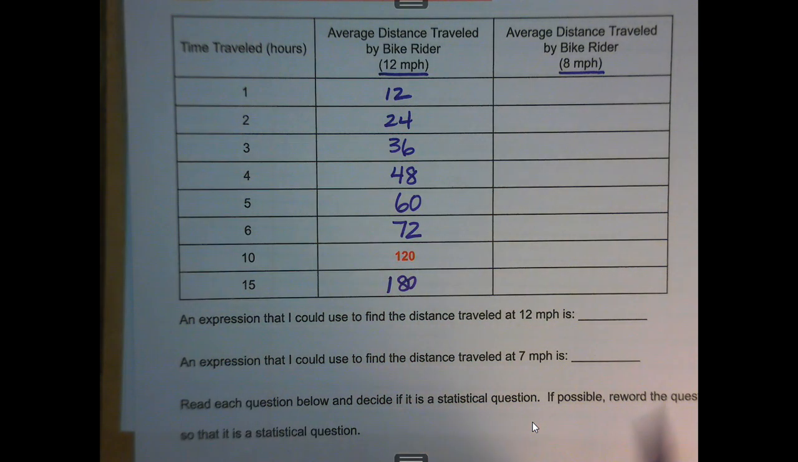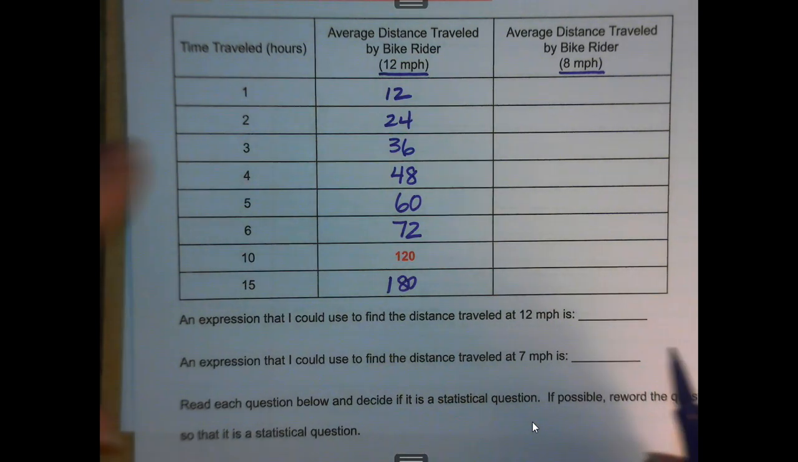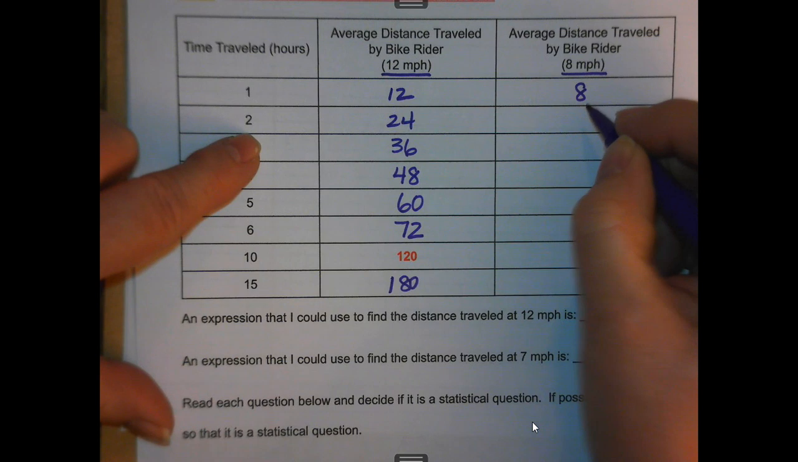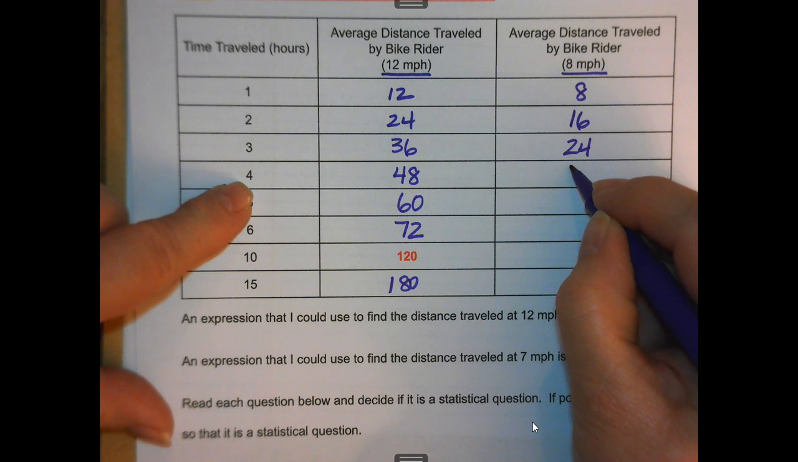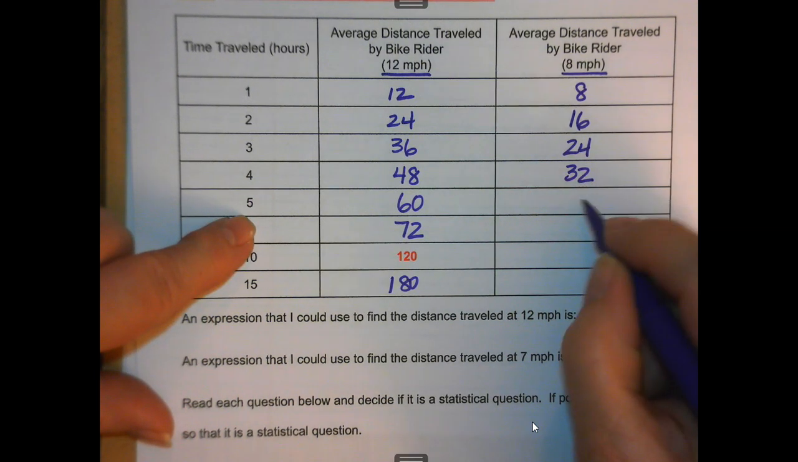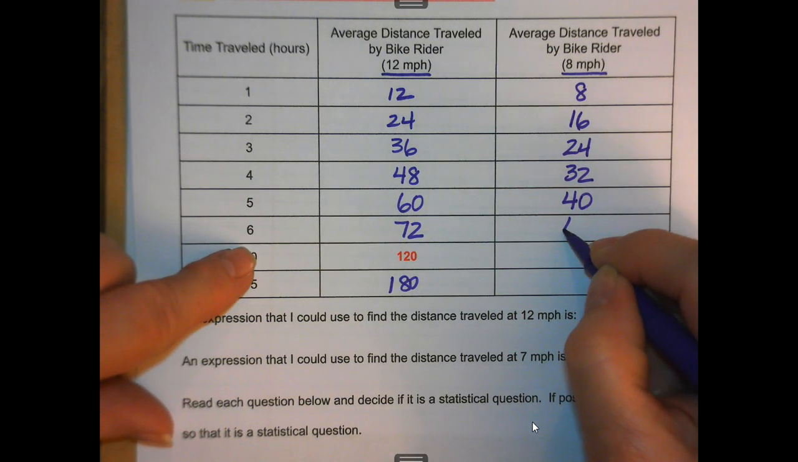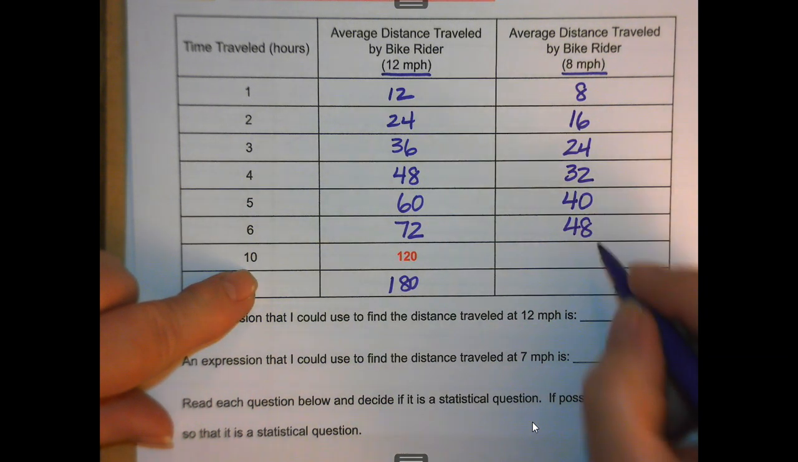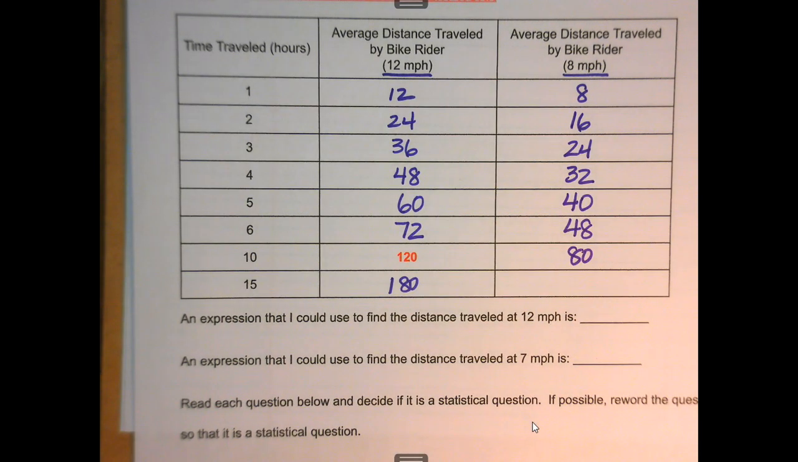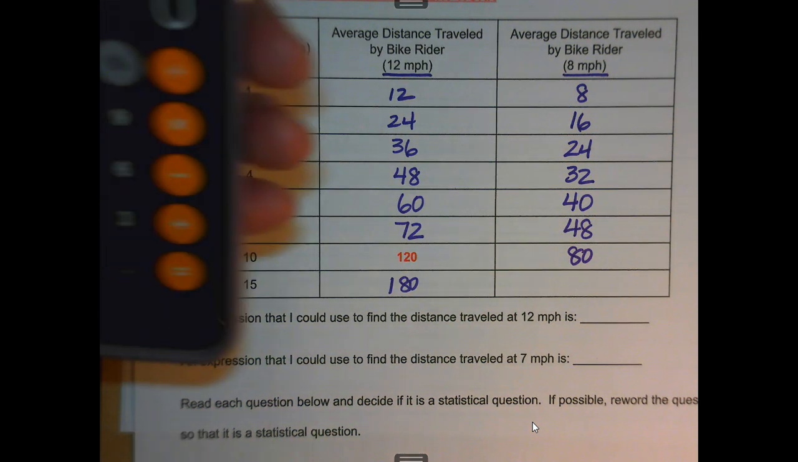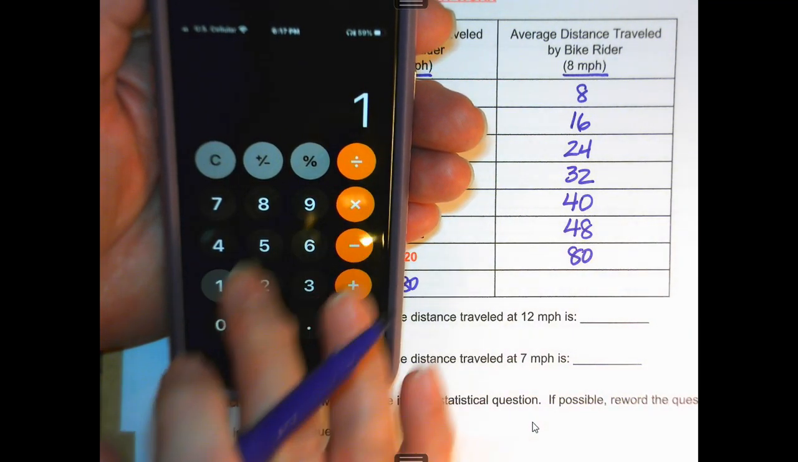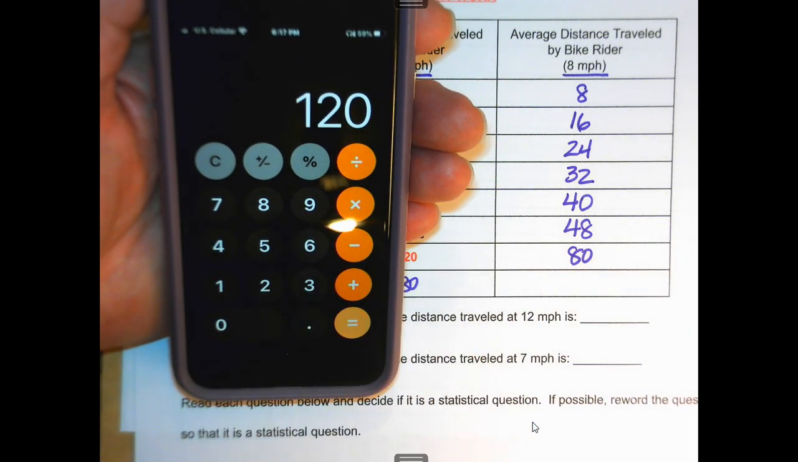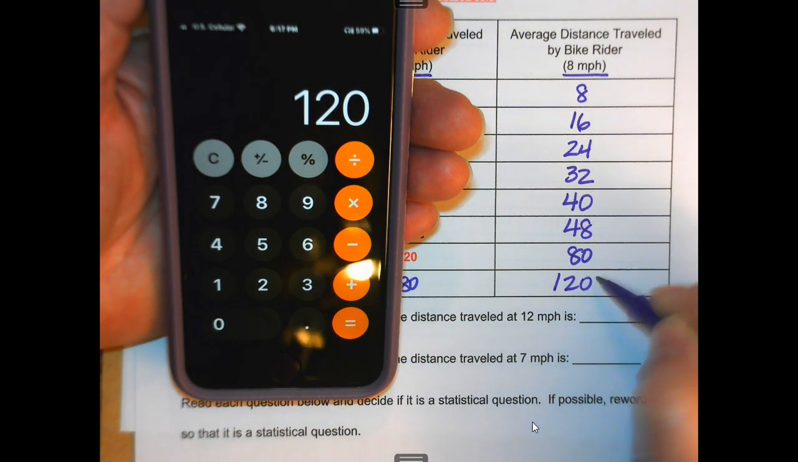We do the same type of thing for our second bike rider. Our second bike rider is going 8 miles per hour. 1 times 8 is 8. 2 times 8 equals 16. 3 times 8 equals 24. 4 times 8 equals 32. 5 times 8 equals 40. 6 times 8 is 48. 10 times 8 is 80. And again, just to make sure that we've got the right accurate information, take out the handy calculator and we are going to do 15 times 8. And we get 120 miles.